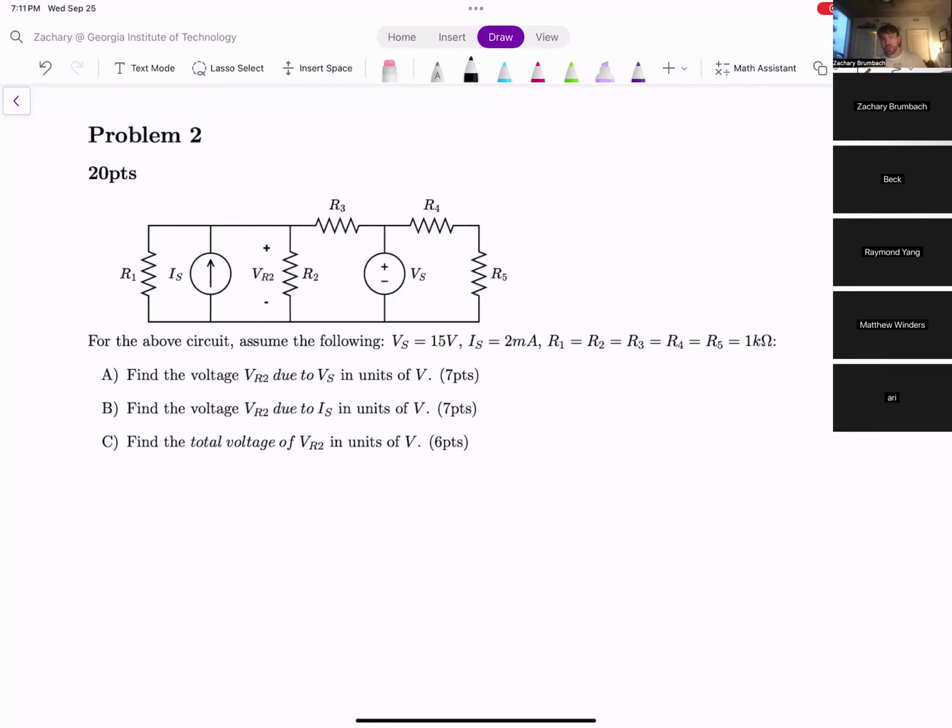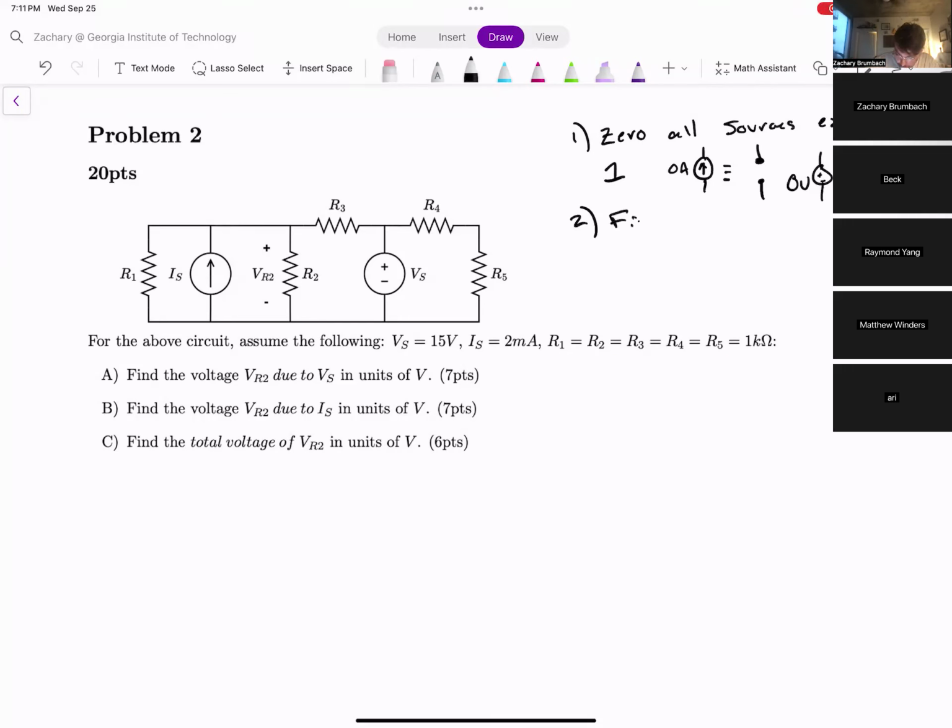So the format that I usually like to solve a superposition problem is step one, zero all sources except one. And what I mean by zero is a current source becomes 0 amps, okay? And something with 0 amps flowing through it is a break in the circuit, an open. And a voltage source with 0 volts across it is equivalent to just a wire, okay? There's no voltage difference across that component.